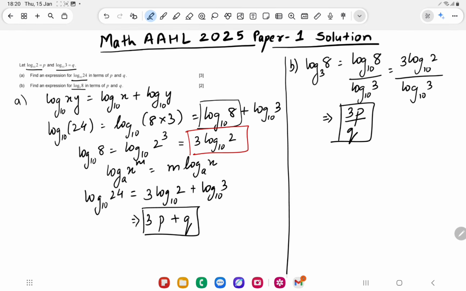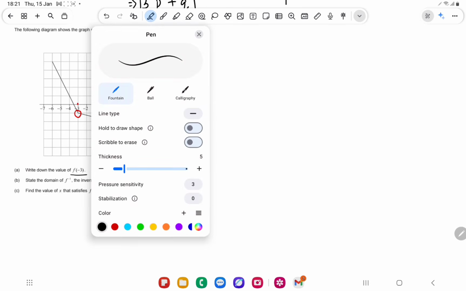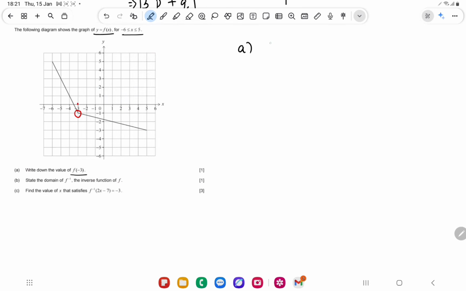Now let's move to the next question. In this question, this is the graph of y equals f(x), where x is between minus 6 to 5. We have to write down the value of f of minus 3. So if we see, f of minus 3 means my x input is minus 3 and with respect to minus 3, I have to write my y value. So my y value will become minus 1, as you can see this in the graph.